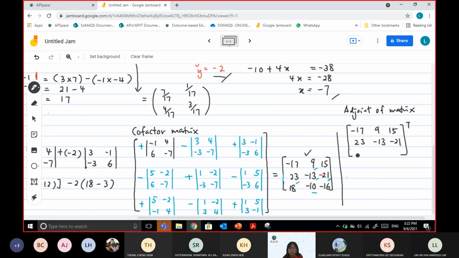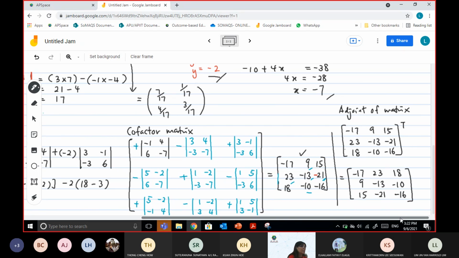Okay, so transpose means you need to change the rows to columns. The first row, you write as the first column: negative 17, then 9 and 15. The second row will be 23, negative 13, negative 21. The third row becomes the third column, so we have 18, negative 10, and negative 16. So we transpose it, then we call it the adjoint of the matrix.